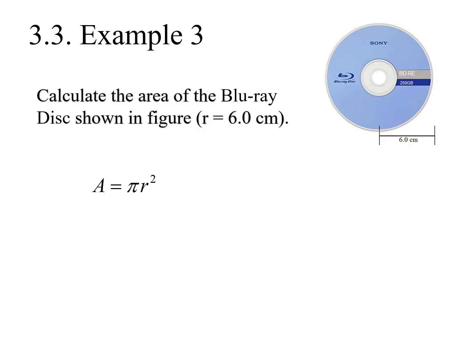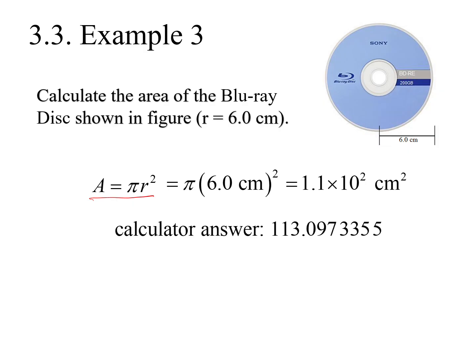In this example, we calculate the area of a Blu-ray disc with radius r equals 6.0 centimeters. The area of a circle is given by this equation, A equals pi r squared. Now, if we substitute our values, pi times 6.0 centimeters squared, and if we plug this in our calculator, we get our answer, 113.09733355. Now we have so many digits here, and we have to decide how many digits we have to leave.